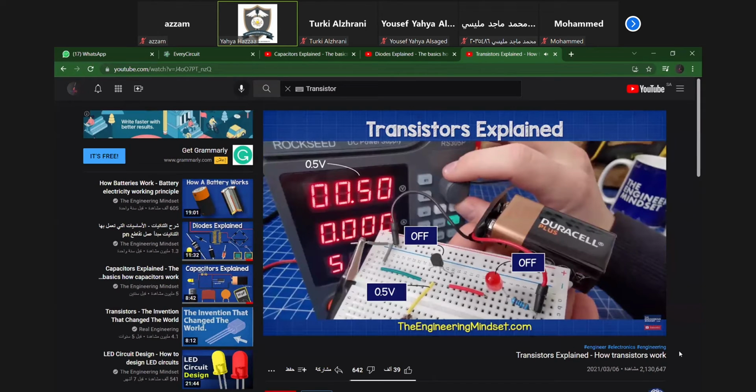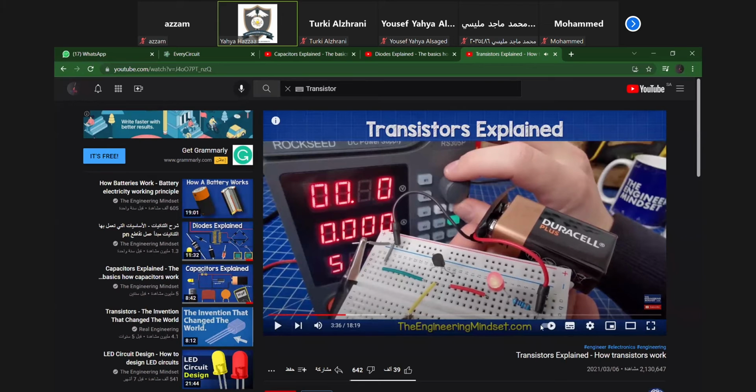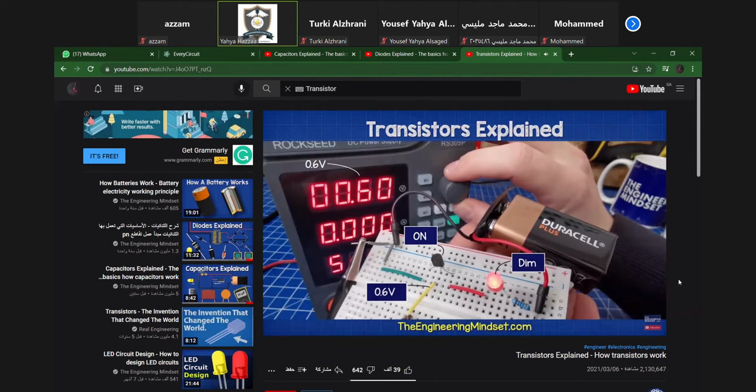When the supply voltage to the base pin is 0.5 volts, the transistor is off, so the LED is also off. At 0.6 volts, the transistor is on, but not fully. The LED is dim because the transistor is not yet letting the full current flow through the main circuit.